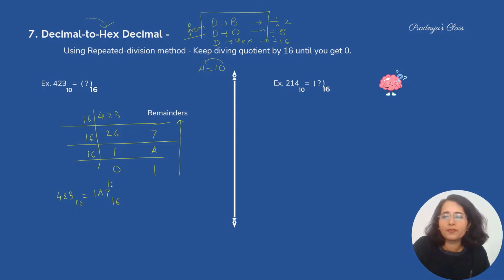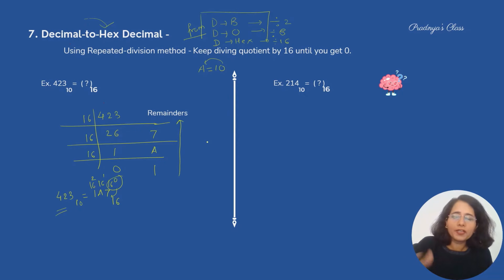Just take the power of 16 and these positional values, and you can multiply this positional value to the digits and sum it up. You will ultimately get this number if it is correct. Hope you are getting my point.